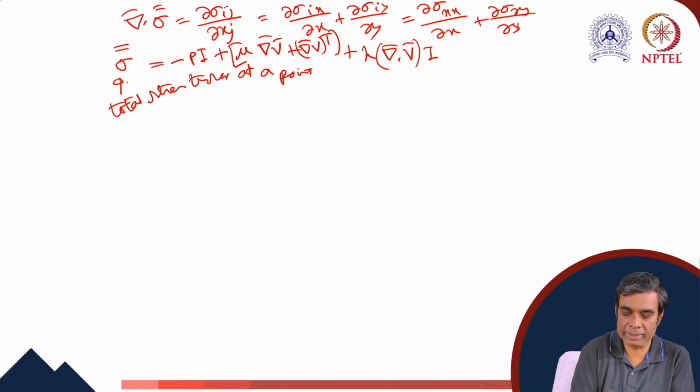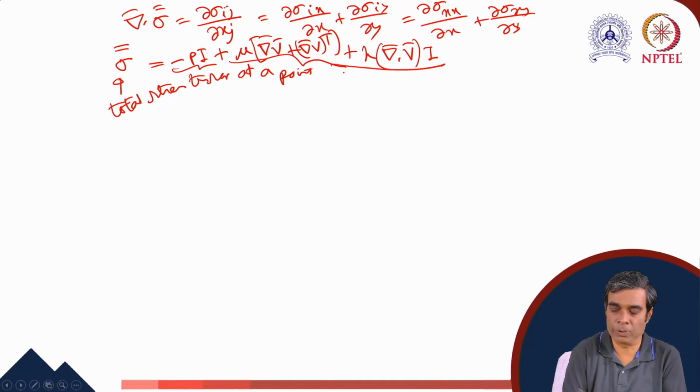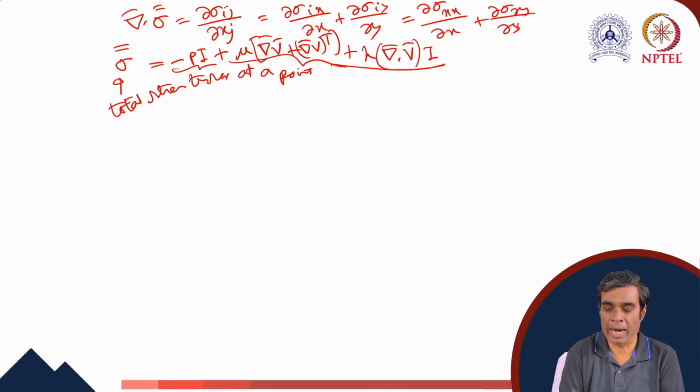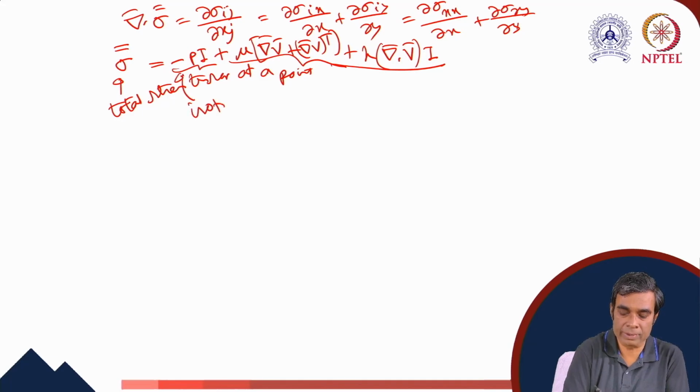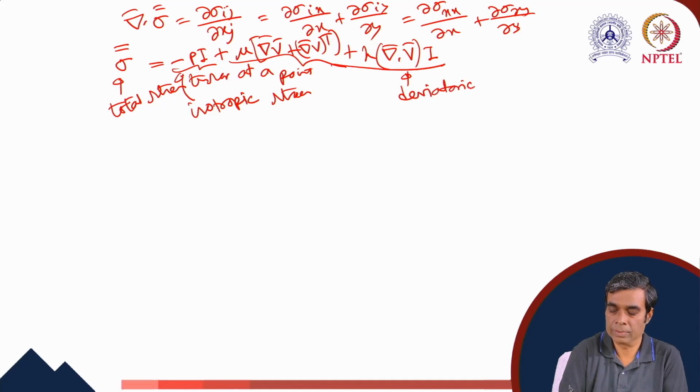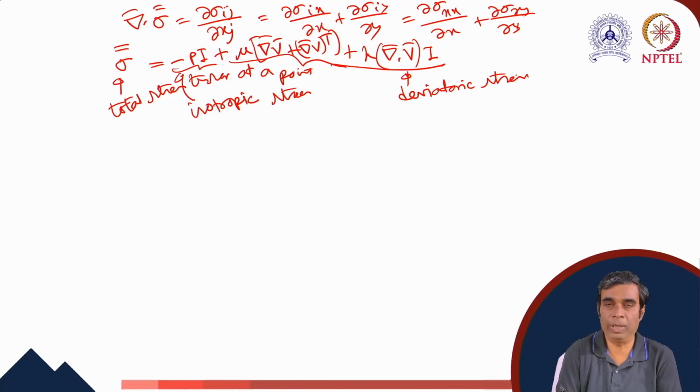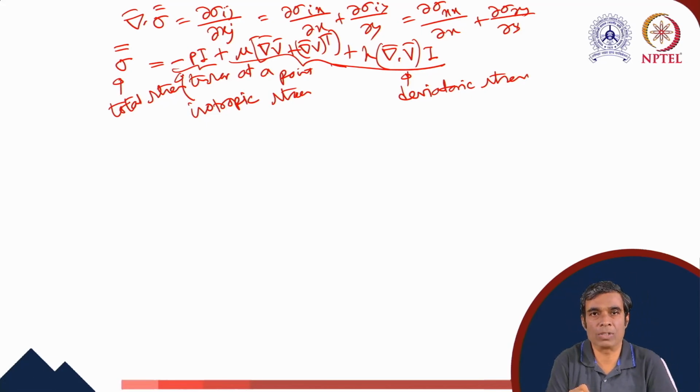So this particular expression is sigma equals minus p I plus mu into gradient of V plus gradient of V transpose, plus lambda into divergence of V into the identity matrix. The first part is known as the isotropic stress and the second part is known as the deviatoric stress. By isotropic stress, we imply that at a particular point, by Pascal's law, for a stationary fluid or for a moving fluid, pressure from all the directions is constant, it is the same. So pressure is the isotropic stress.